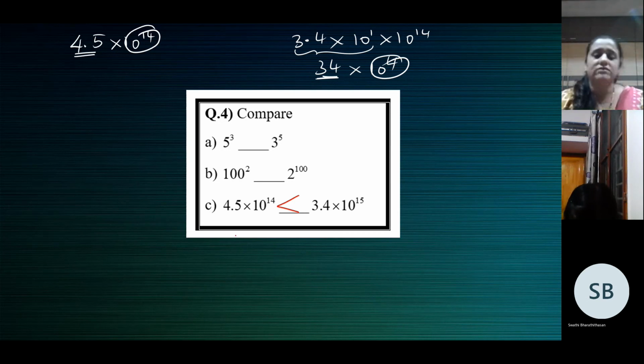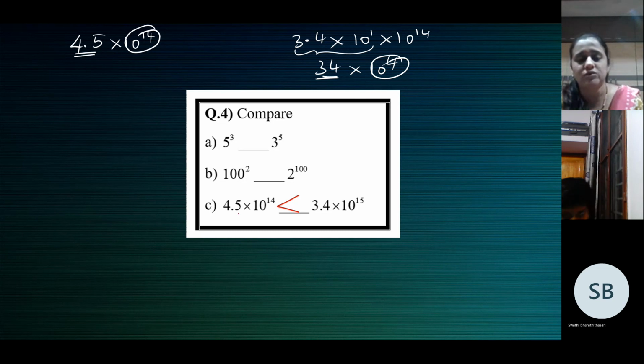You don't have to find the value. If you want to, you can write the numbers in the usual form and compare. But what if it is raised to the power 99 and 100? It's difficult to write so many zeros and compare. So you should understand this method. When you understand this method, you can compare large numbers also, that is, when the powers are large. It's easy to compare.